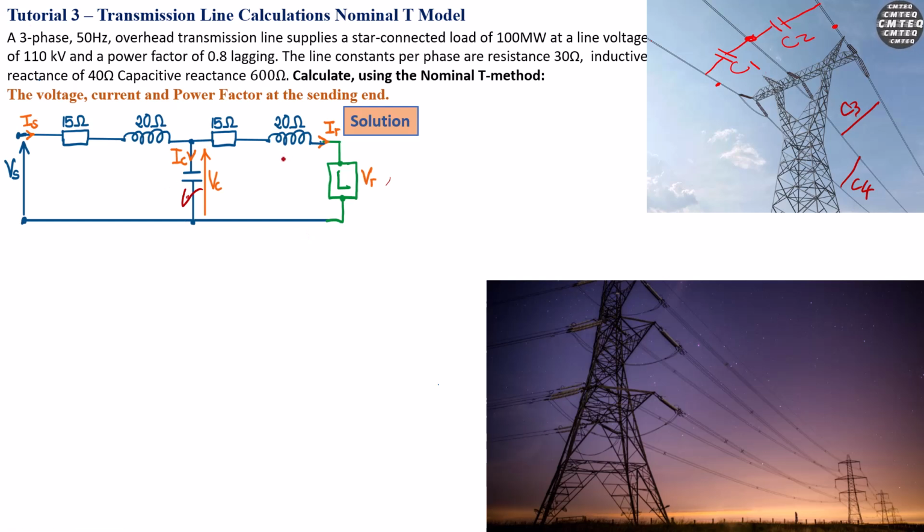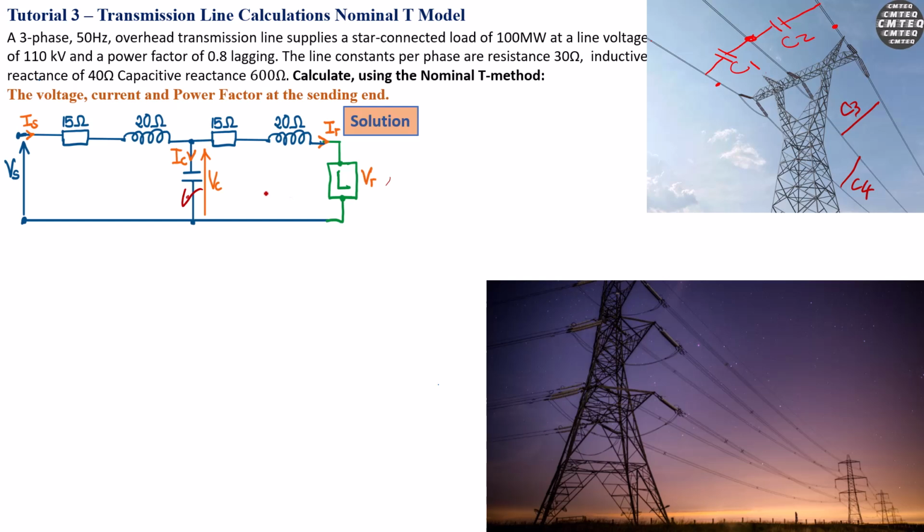Reading and understanding your problem statement is very crucial to avoid making mistakes, knowing exactly the known and the unknown parameters. So we've got a 3-phase 50 Hertz overhead transmission line like what we're seeing here. The power at the receiving end, that's PR, 100 megawatt. The line voltage, 110 kilovolt. Power factor, 0.8 lagging, and active load. Okay, now we've got a resistance per phase of 30 ohm and a reactance of 40 ohm, and the lumped capacitors at the midpoint here. Now we need to calculate the voltage, current, and the power factor at the sending end.